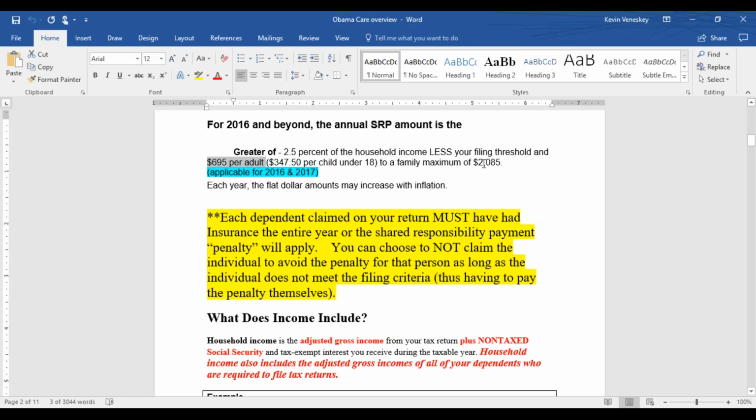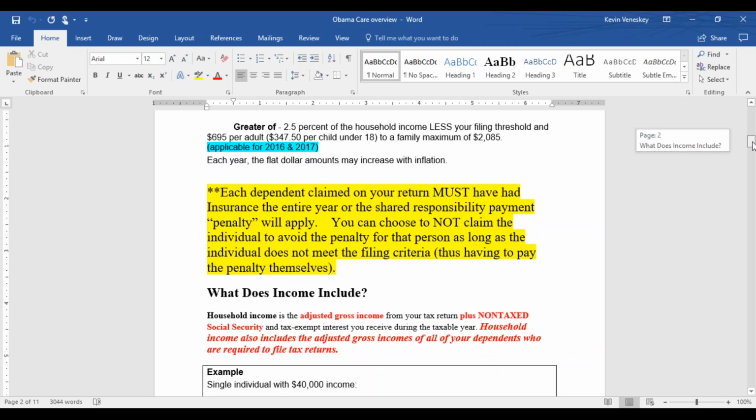And then again, the max would be $2,085. $2,085 comes out to be exactly if you have 2 adults and 2 kids on your return. If you add up 2 adults, 2 kids, it will come up to $2,085. So again, just to remind you, each dependent that you claim must have insurance. Otherwise, you will pay one of these 2 amounts, or potentially the greater of up here. You can choose not to claim that certain individual, and therefore you won't have to pay the penalty either. But if you don't claim the individual, you may not get certain other benefits.